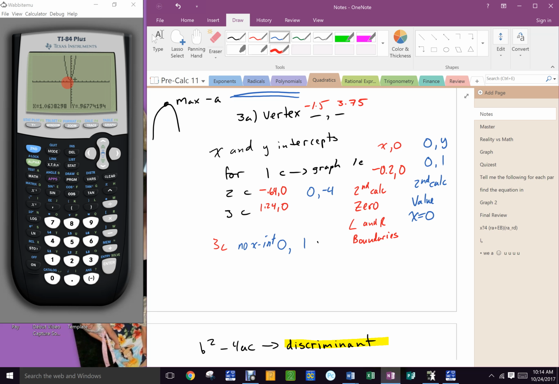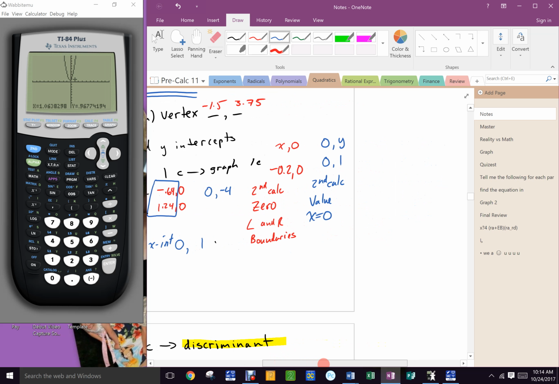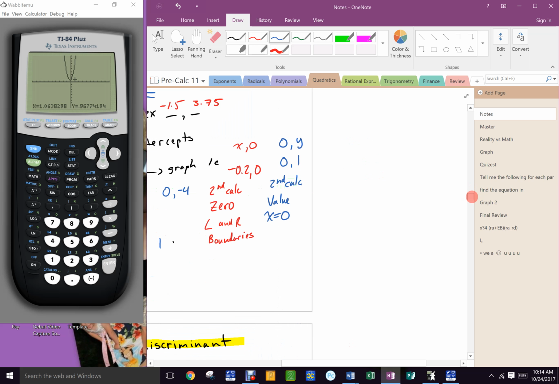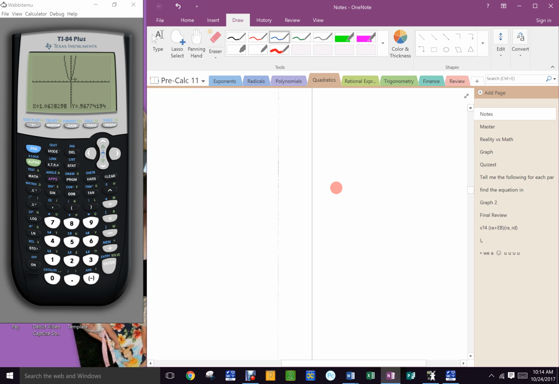Everybody good? Everybody can use their calculator? Everybody can use the discriminant? Now you guys are smart kids. For 2c, I got those values, didn't I? Right? Everyone agree? Watch. 2c, my values were negative 0.64 and positive 1.24, correct?